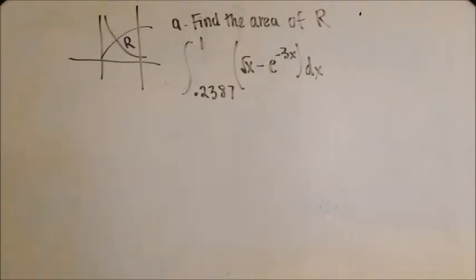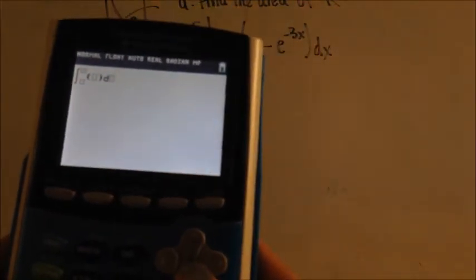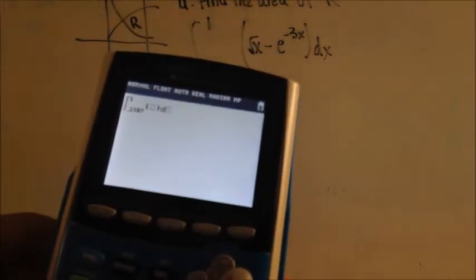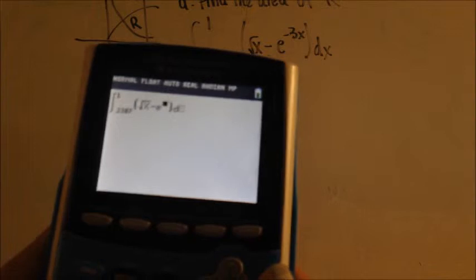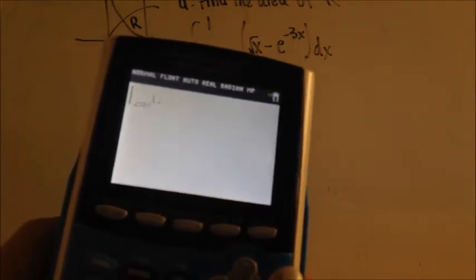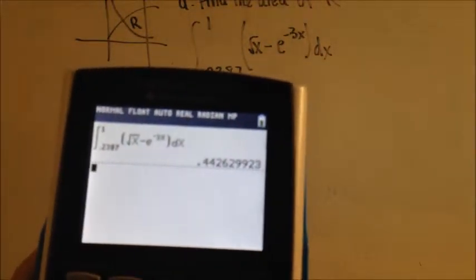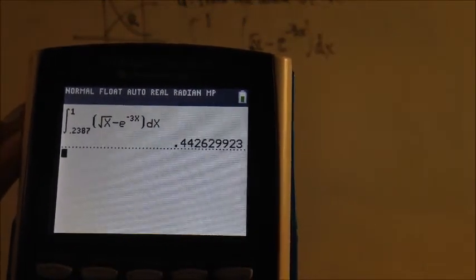Okay, so now that we have our integral set up with our bounds and everything, it's going to be really easy to plug it into a calculator. So I'm going to go ahead and show you how to do that. You're going to want to go to Math, Integral, and then you're just going to plug everything in. So 0.2387 to 1, the square root of x minus e to the minus 3x, and of course, that's dx. And there you go. You got an answer. On the AP test, you're going to want to round to 3 decimal places. So this is going to be 0.443.